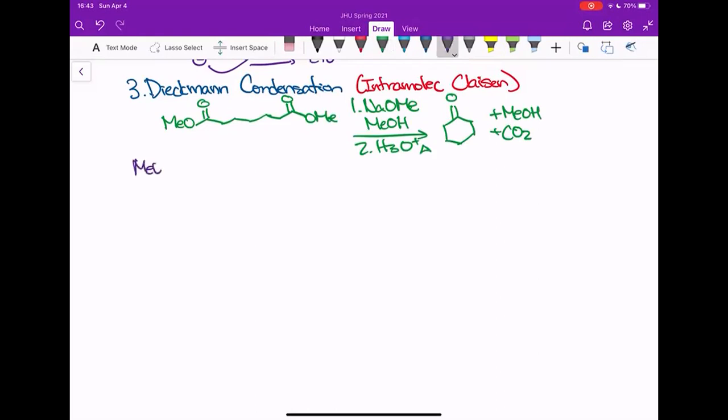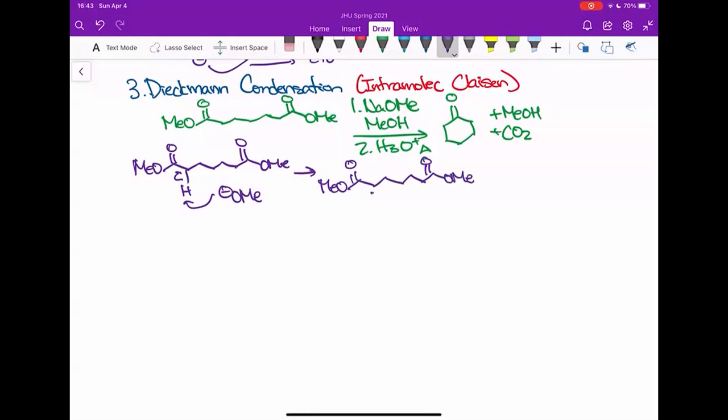So we'll start off with this. Your base is going to come in to deprotonate your alpha position to get to that enolate. Also, if I drop a carbon at any point, someone please just point it out. All right, once you form that, you're going to go ahead and do your intramolecular attack on that other carbonyl to form your 6-membered ring.